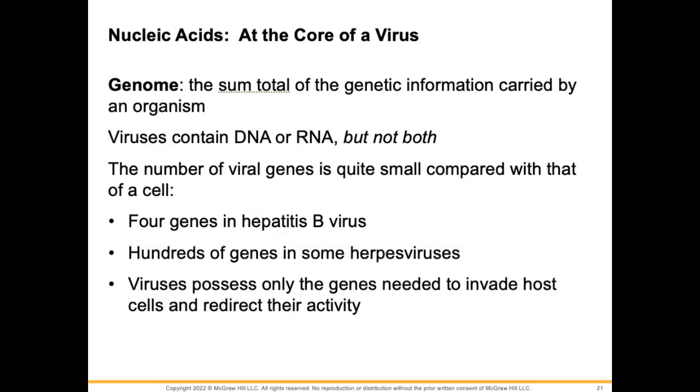So hepatitis B only has 4 genes. That's a virus. Herpes viruses, hundreds of genes. And viruses possess only the genes needed to invade the host and redirect their activity. That's it. And remember, the genes are the secret code. The genes are a piece of their genetic information that is the secret recipe code to do whatever, to make something or to do something.